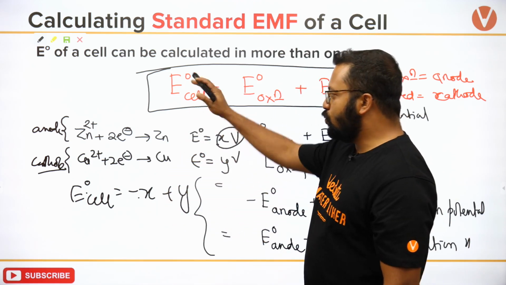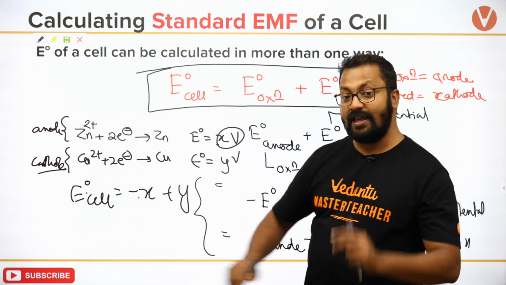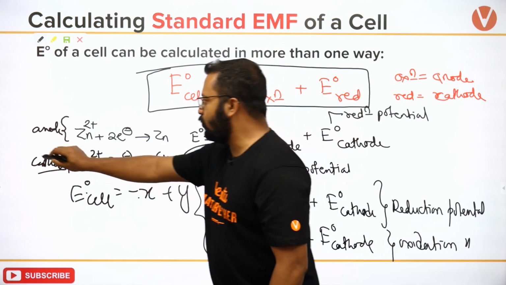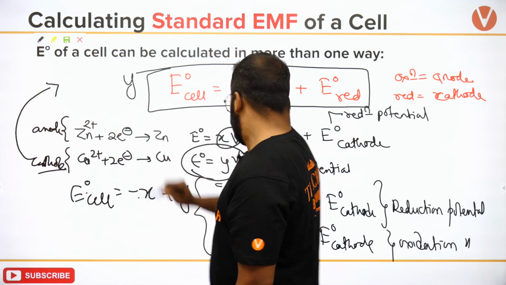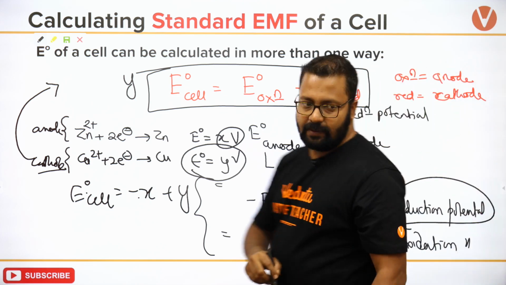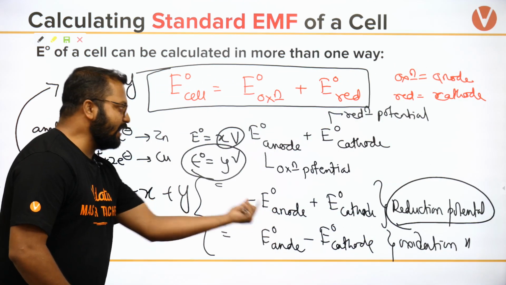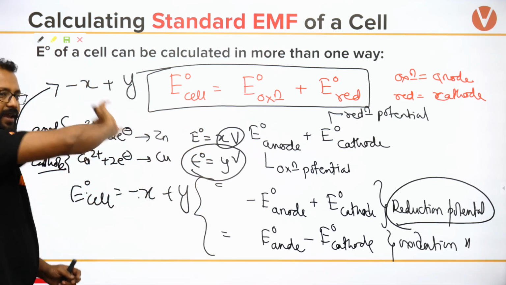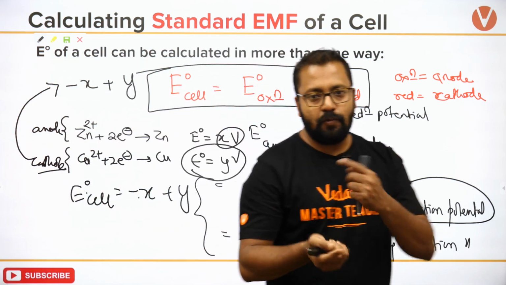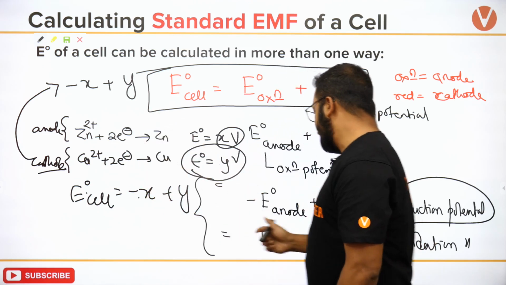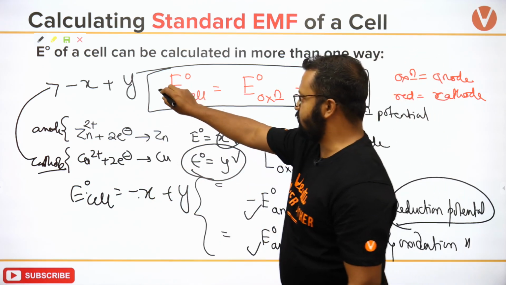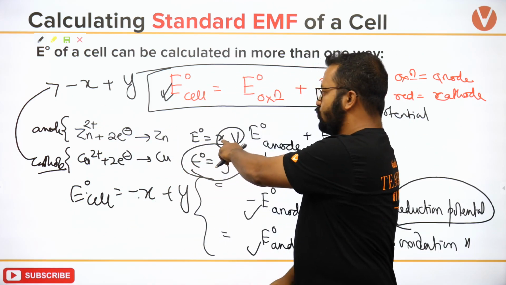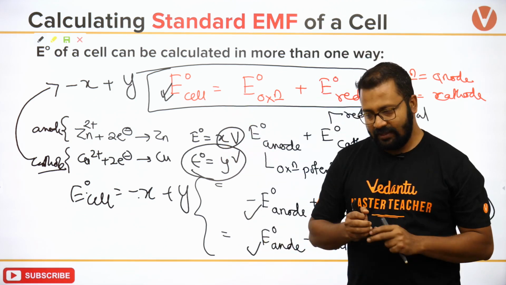Now if I want to use reduction potential, what is given? Reduction potentials. I want to use only reduction potentials. Then look, the reduction potential for cathode is given as Y. If I want to use only reduction potential, what is the method? I will take the negative of what is given for anode, so minus X plus Y. So either you invert this and turn it into minus, or you take this formula or you take this formula. My favorite is this, because I will change this to oxidation and change this to minus and add both of them.